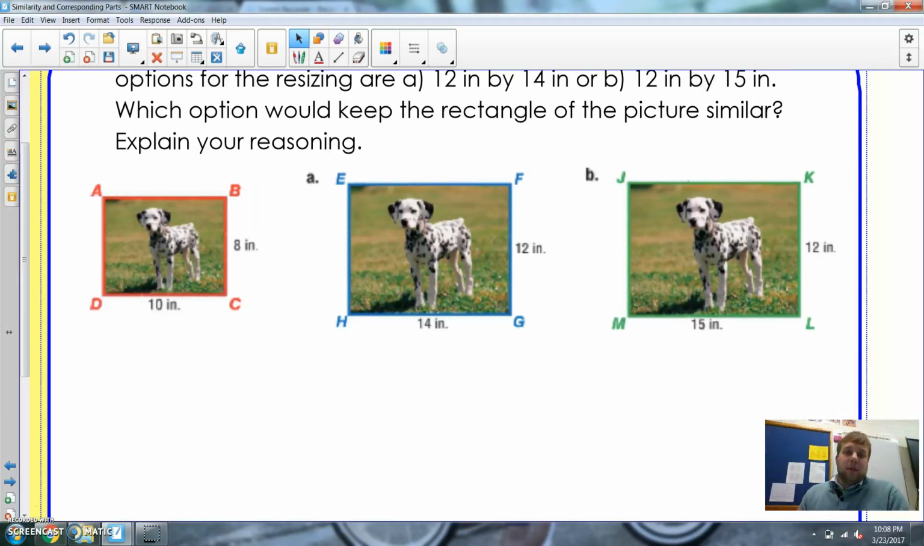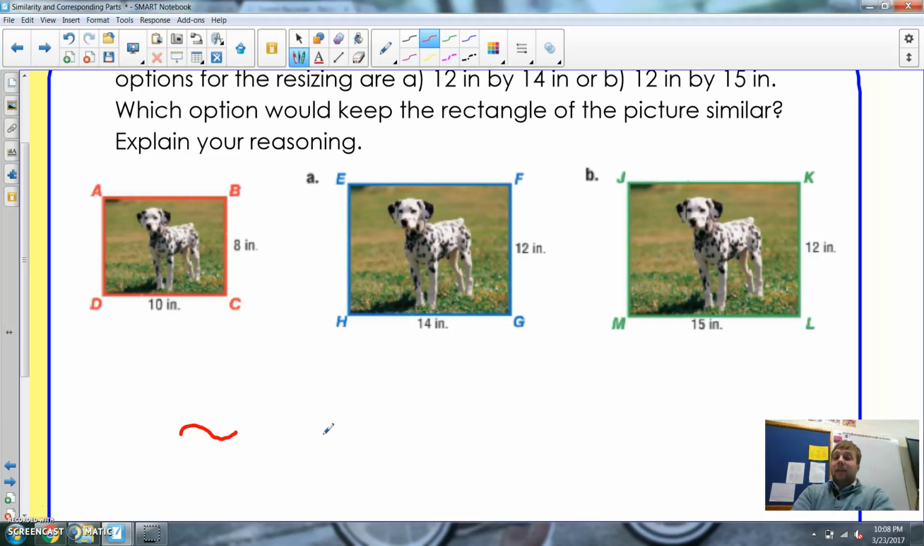So, we left off yesterday saying there are two things for similarity that we need to know. Now, remember, the symbol for similarity is this. Similar objects are not exactly the same. They're just blown up or shrunk, but they look the same.